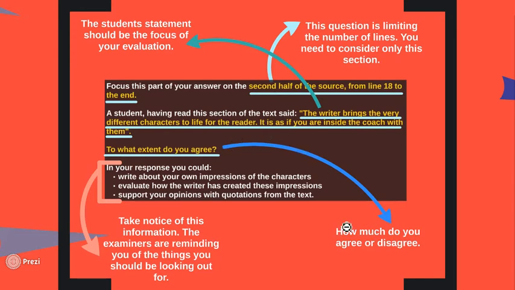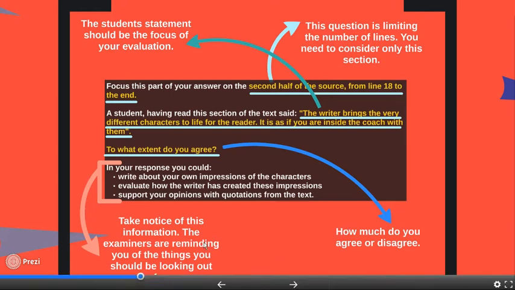As we discussed before, that literally means, how much do you agree with it, how much do you disagree with it? Even though we've already talked about the fact that you are mostly going to agree with that right up until the end. And then also, similarly with question 3, don't ignore the use of the examiner's bullet points because they're trying to point you in the right direction. So do take notice of that information.